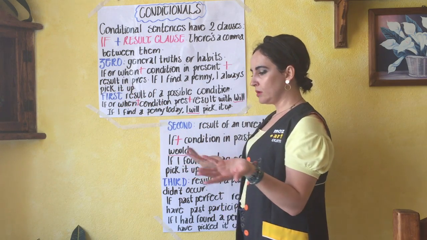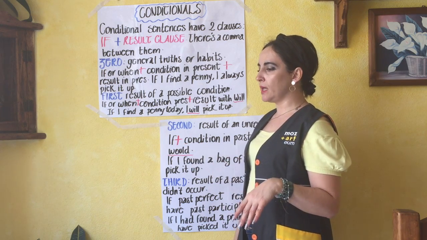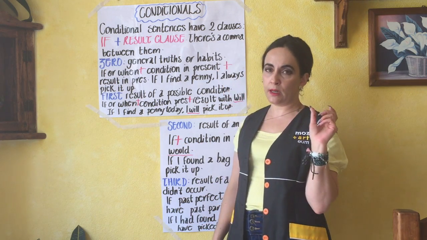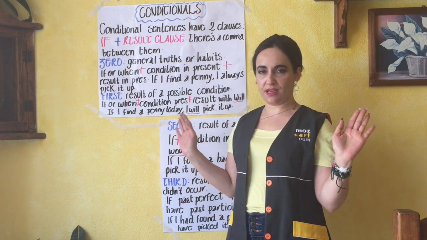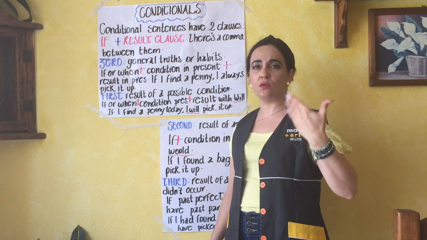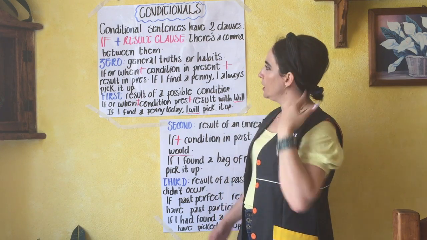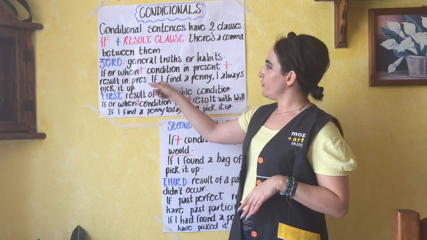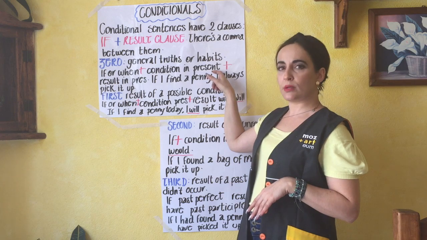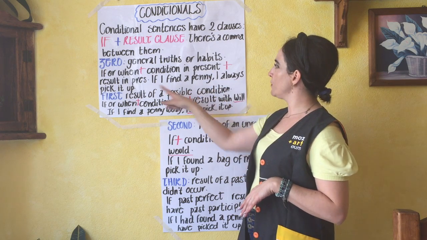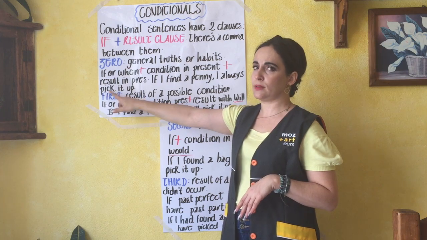If I go outside and I'm walking on the street and then I find a coin, that's a penny, I pick it up. I always pick it up, okay? That's a habit, something I do on a daily basis, okay? And the first verb is in present because the condition has to be in present in the zero conditional, and the result is also in present. Pick it up, it's in present.